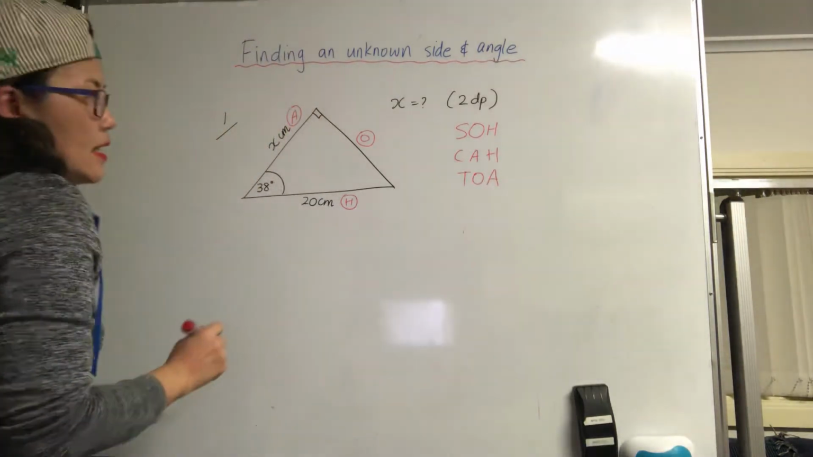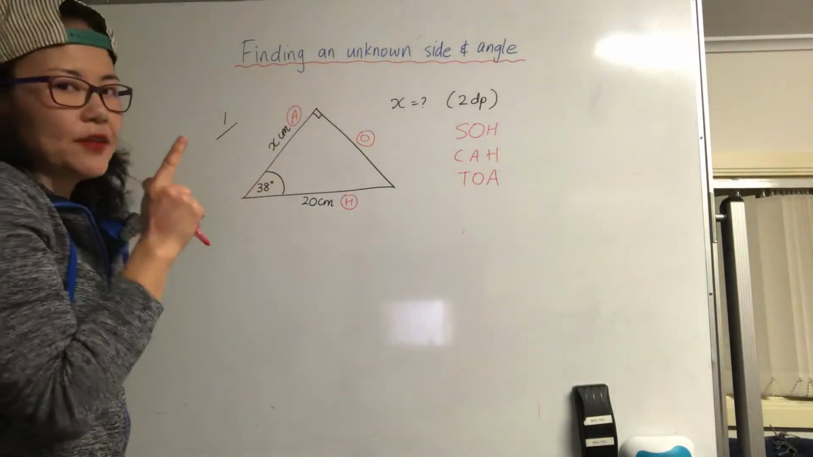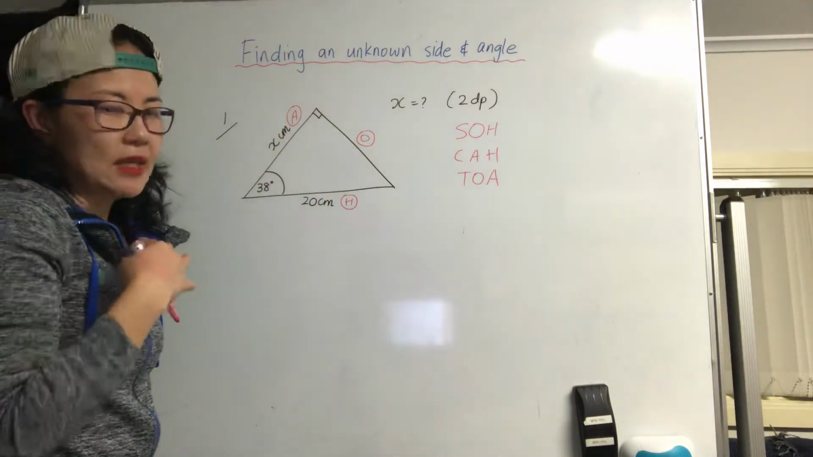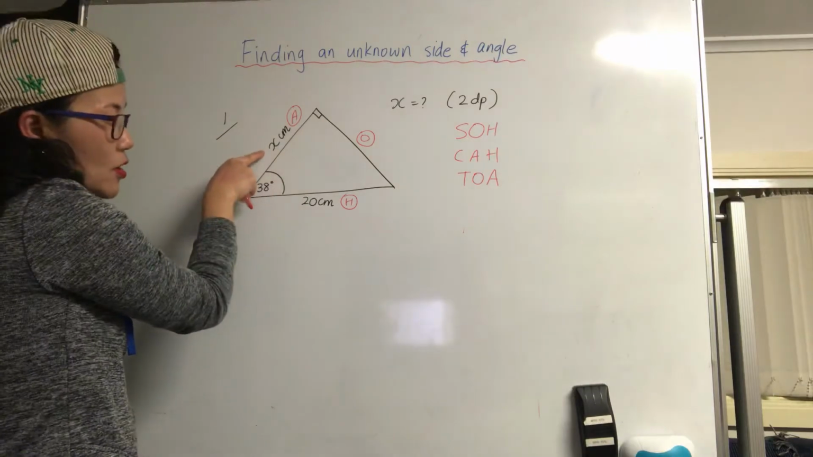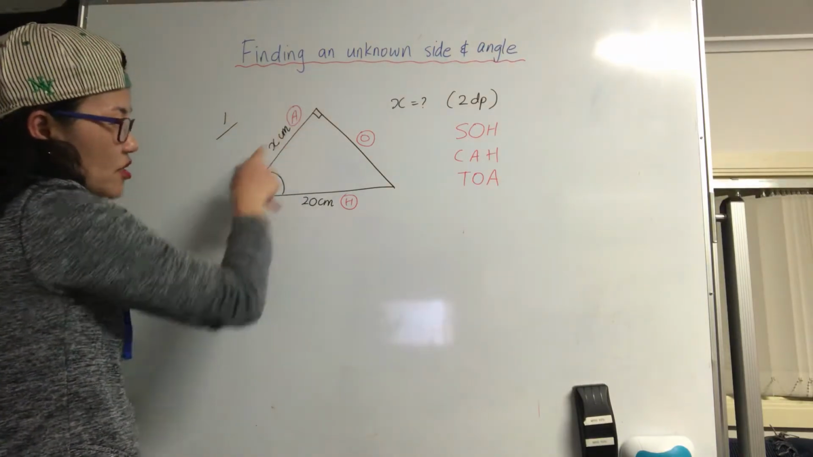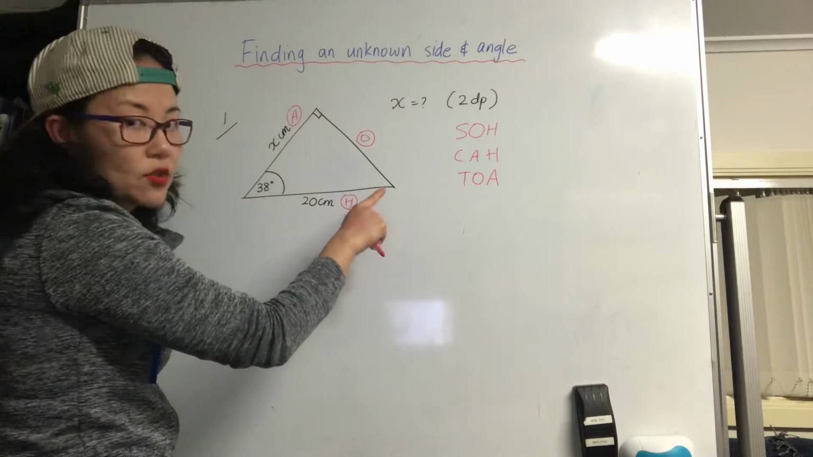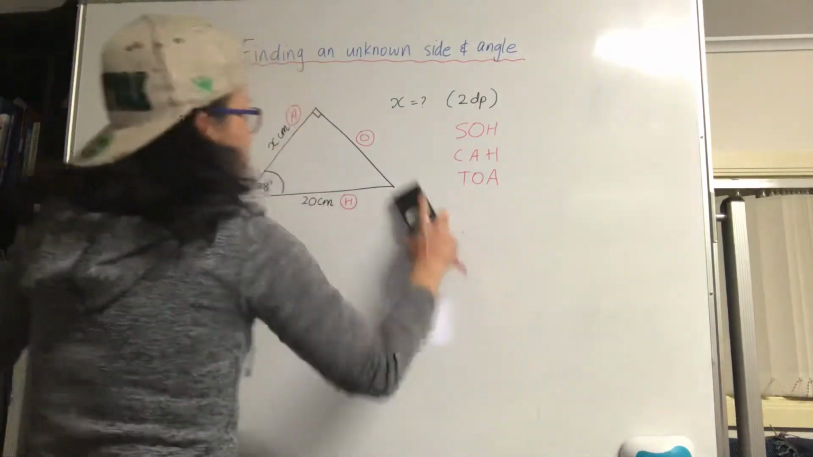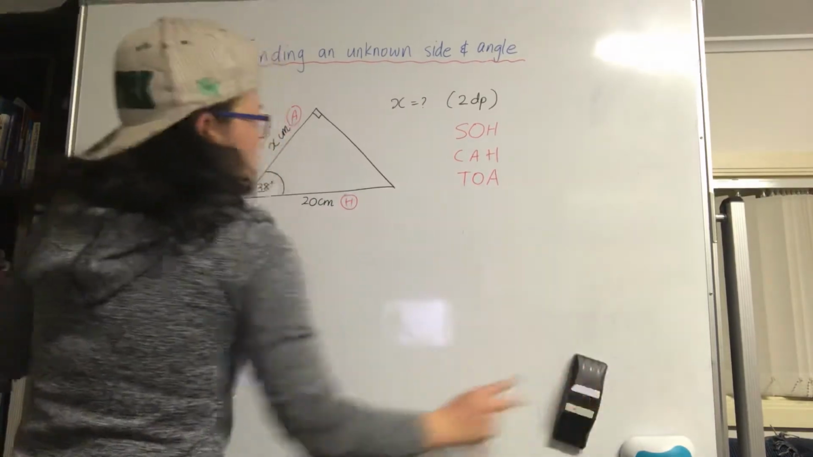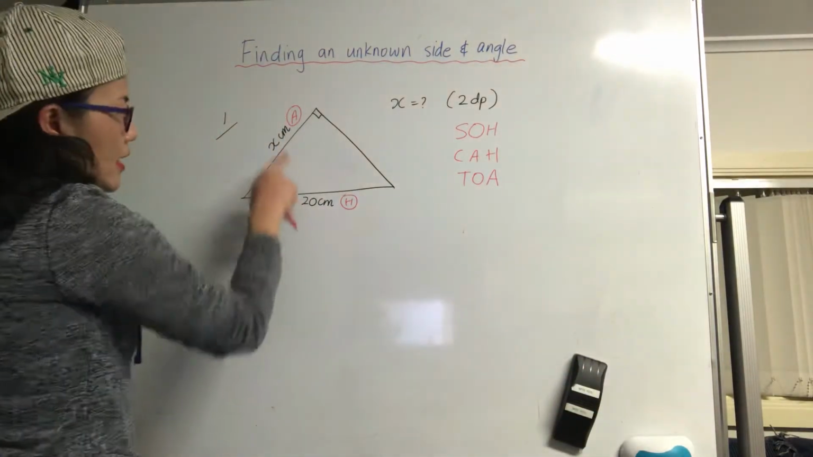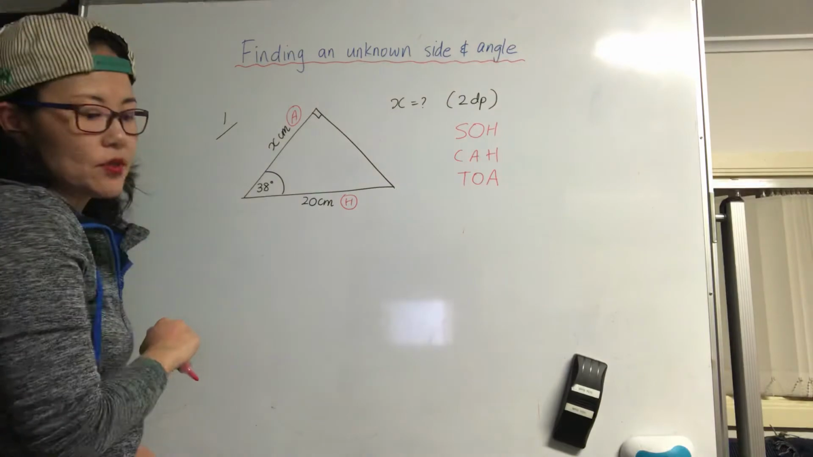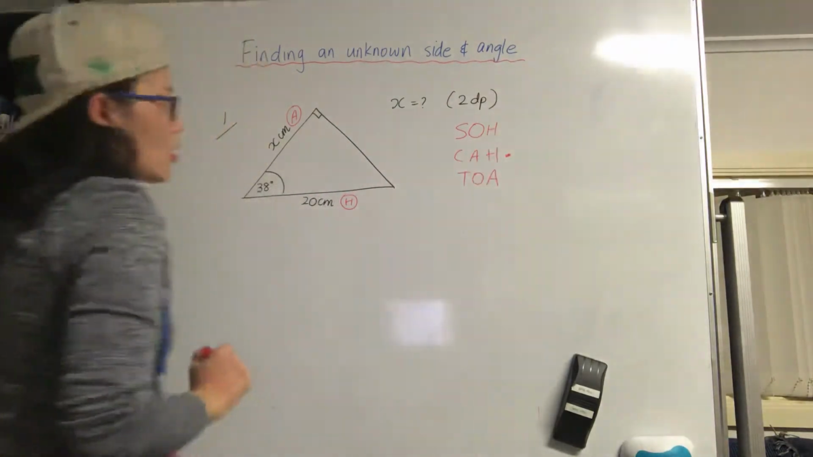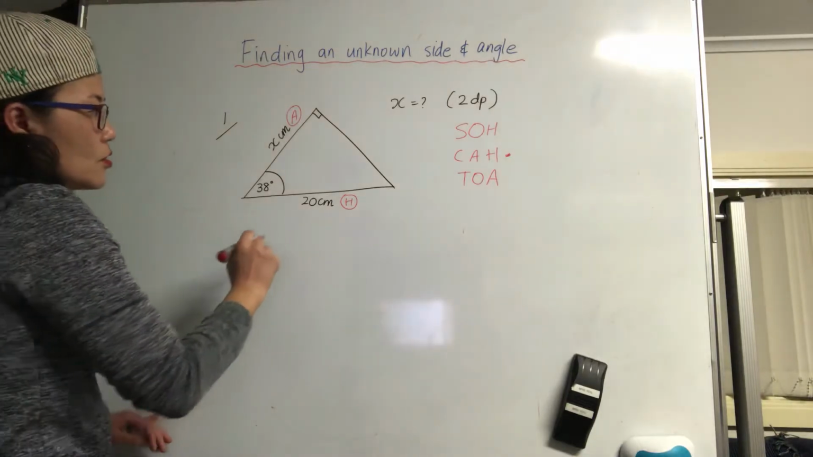SOHCAHTOA. Now just think about this, guys. There's 2 sides that have information that we need. Even though x we don't know, it still has something on the adjacent and something on the hypotenuse. But we've got nothing on the opposite, so we don't really need to use opposite. So I'm going to get rid of it. All I've got is adjacent and hypotenuse. Adjacent and hypotenuse is cosine. So I'm going to use cosine.